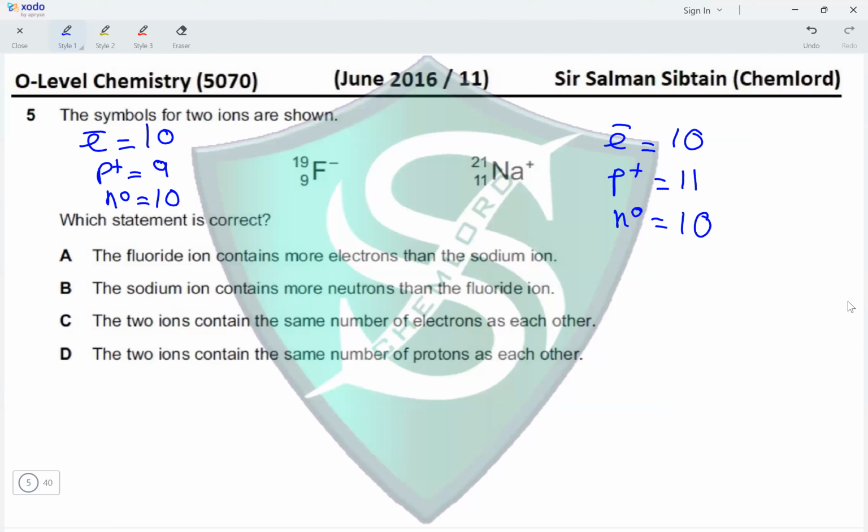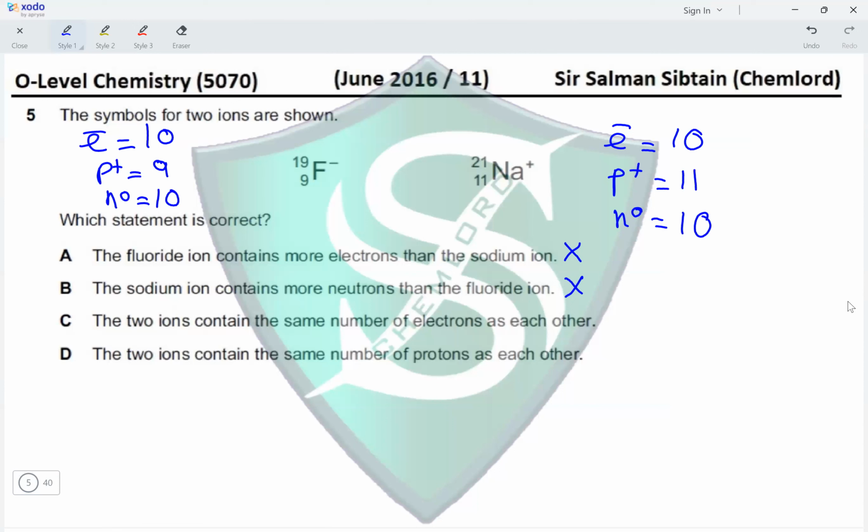So now let's go over the available options again. The fluoride ion contains more electrons than the sodium ion. Fluoride has 10, sodium has 10. So this statement is incorrect. The sodium ion contains more neutrons than fluoride. Neutrons in sodium is 10, neutrons in fluoride is 10. This statement is also incorrect.